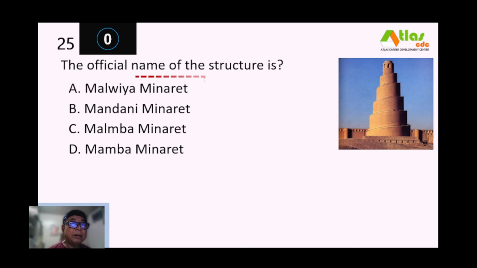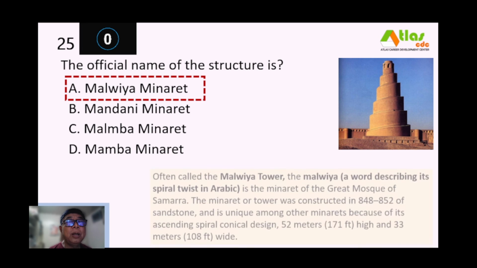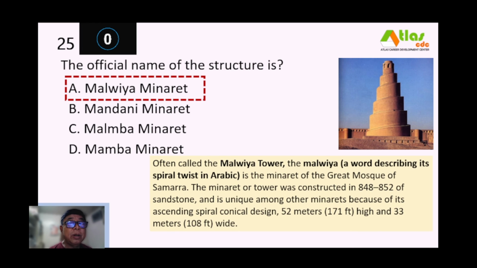And our correct answer is letter A, Malwiya Minaret. So often called the Malwiya Tower, the Malwiya, a word describing its spiral twist in Arabic, is the minaret of the Great Mosque of Samarra. The minaret or tower was constructed in 848 to 852 of sandstone and is unique among other minarets because of its ascending spiral conical design. It is 52 meters or 171 feet high and 33 meters or 108 feet wide.